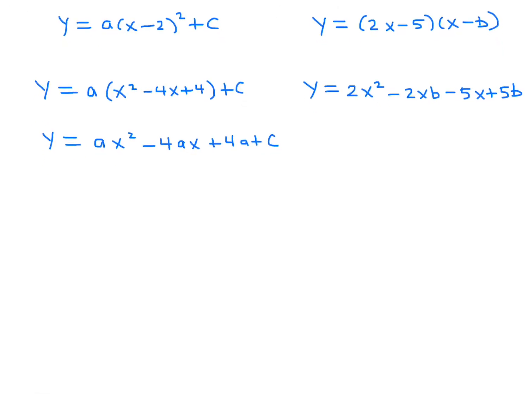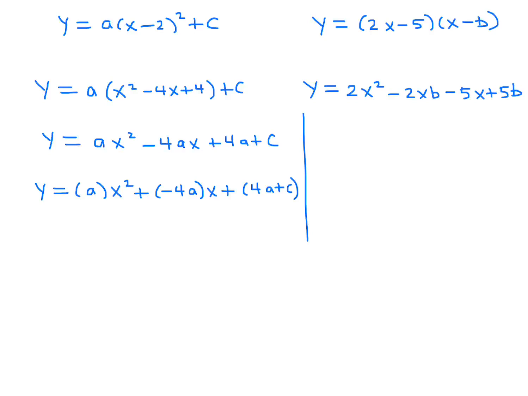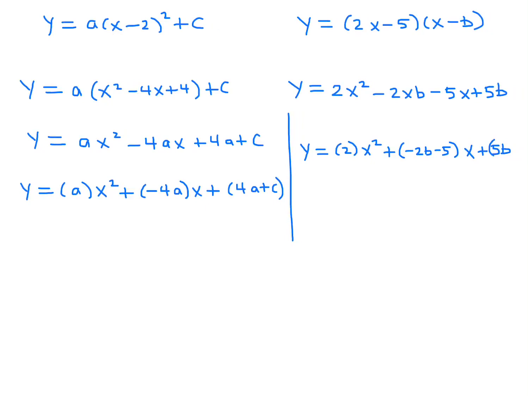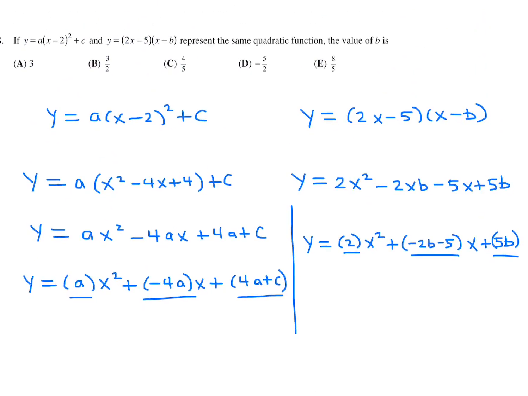So what I'm going to do is just in a very obvious way kind of make the coefficients stand out like this, so we can group them later. And in this one it becomes y is 2x squared plus, let's see here, minus 2b minus 5 and then plus 5b. Okay, and then these coefficients all have to match, right? Because both of those represent the same quadratic equation. They tell you that. Same quadratic function.